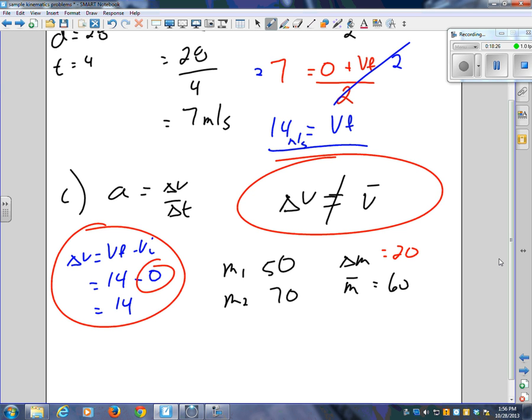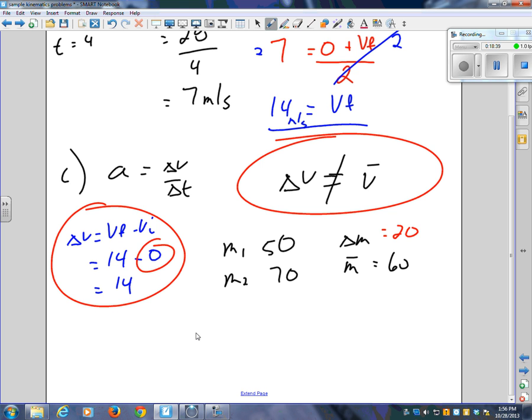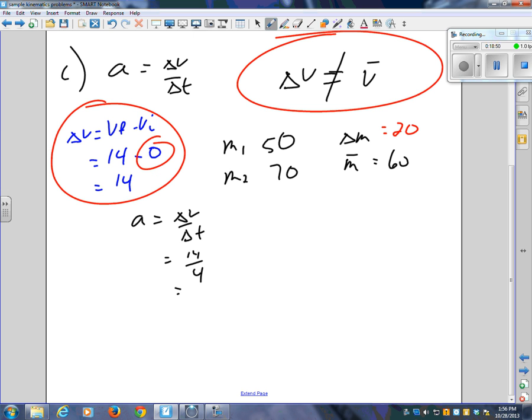It might not be a terrible idea to do what? Write this down for the first little while to make sure you're doing it right. Because clearly it says delta V is equal to 14, and now I can take that 14 and plug it into a equals delta V over delta T. 14 over 4. 14 divided by 2 is 7, divided by another 2 is 3.5 meters per second squared.